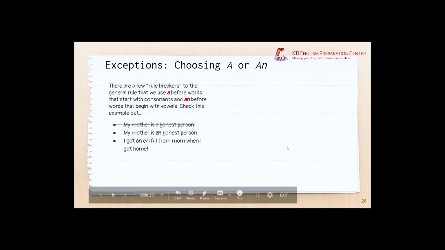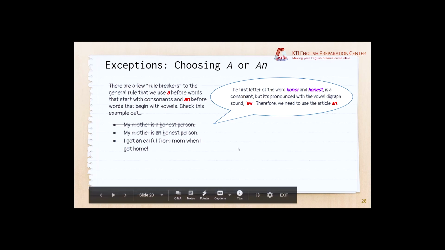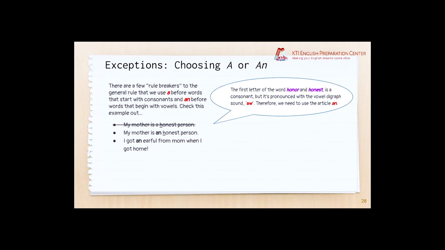Here's an example though. In this one, "My mother is a honest person." That's incorrect. We have to say, "My mother is an honest person." Here, the first letter of the word honor and honest is a consonant, but it's pronounced with the vowel digraph sound. So therefore, we need to use the article an.